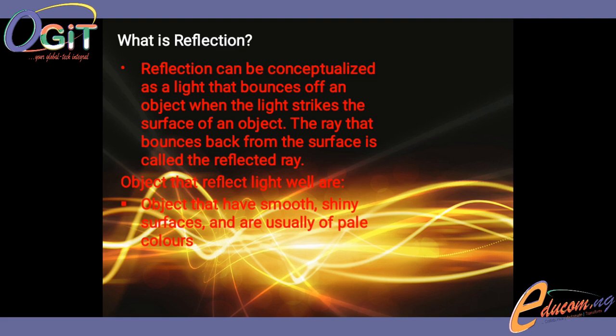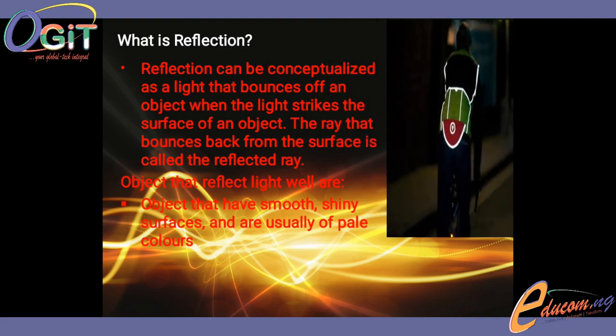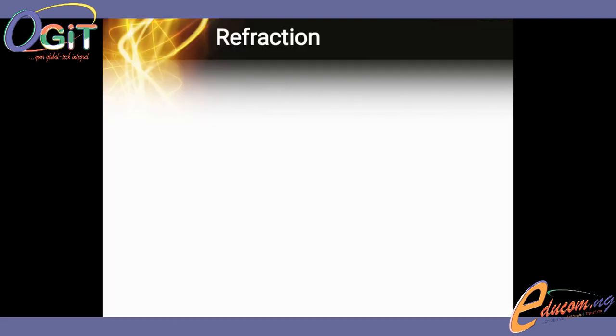Objects that reflect light well are objects that have smooth, shiny surfaces and are usually of pale colors, as seen in that diagram. Just imagine this man riding a bicycle at night wearing only black clothes and a car's full light shines on him. It won't be as bright as what we have here because he's wearing a stripe of green, red and white. It makes him more visible and clearer than when he's wearing only black cloth. And this is what we mean by smooth, shiny surfaces and usually of pale colors.